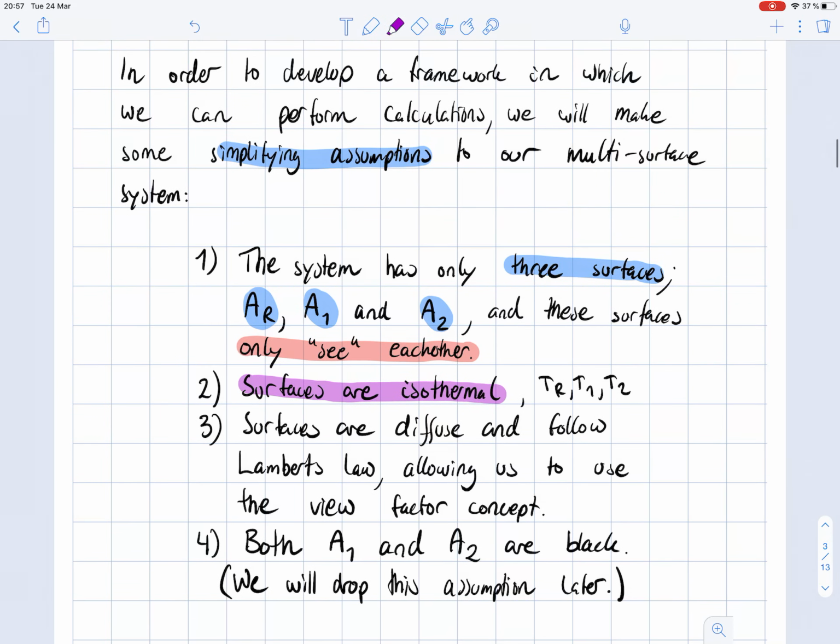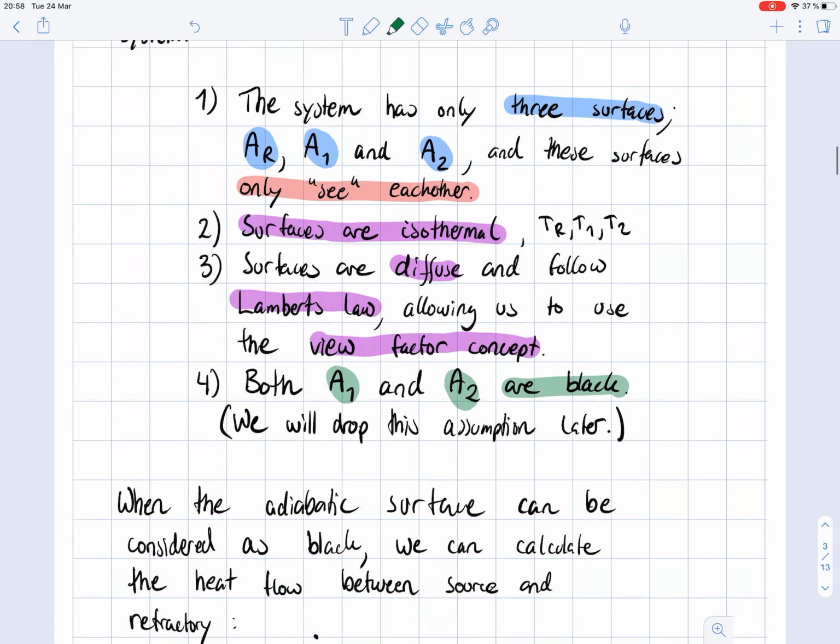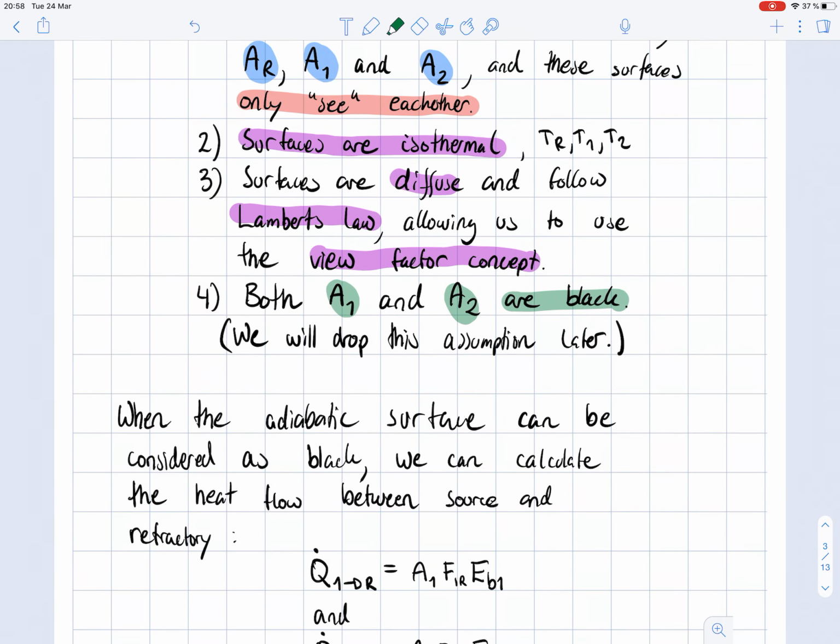Then we require that the surfaces are diffuse and that they follow Lambert's law, allowing us to utilize the view factor concept for our calculations. And then the fourth assumption for this part of the lecture is that A1 and A2 are black. And in half an hour or so, we will see how this plays out in the case where A1 and A2 are gray.